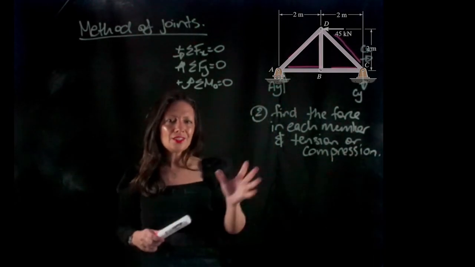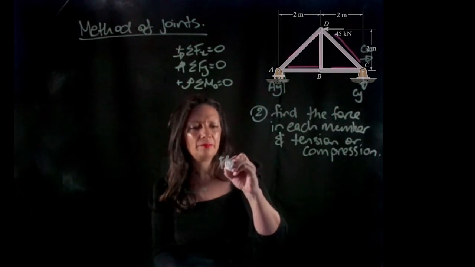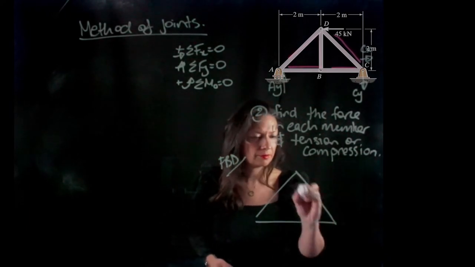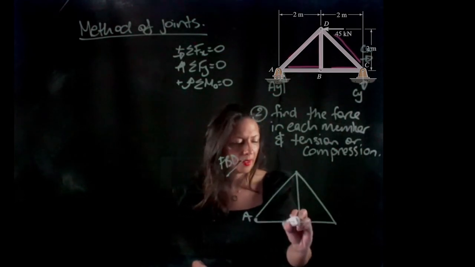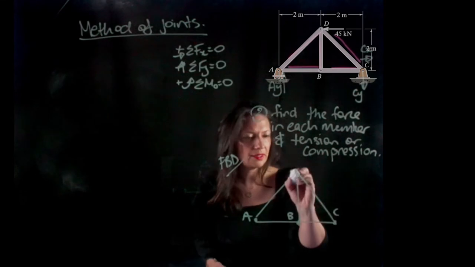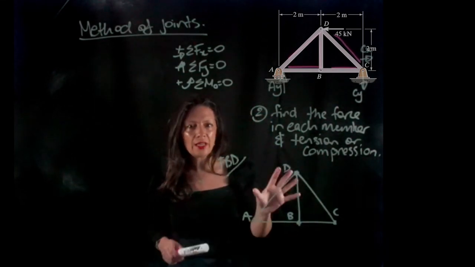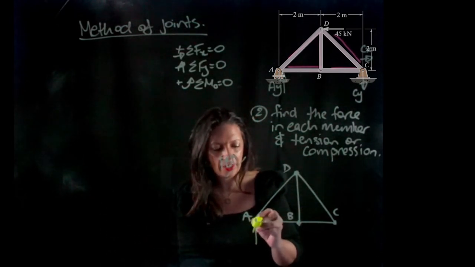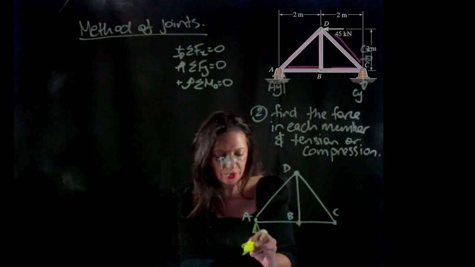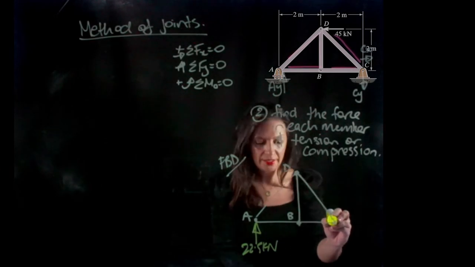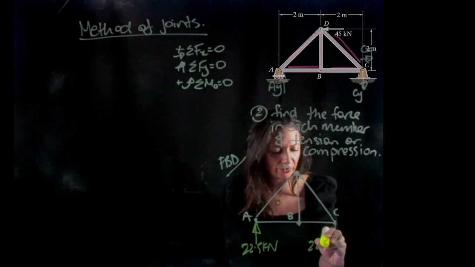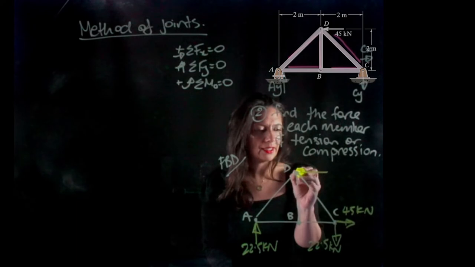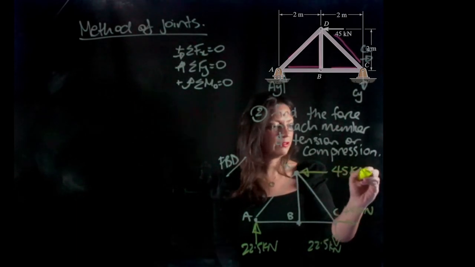Okay. So let's draw a free body diagram. So here's our free body diagram, and we have a truss with all our members. So here we have A, B, C and D. And now we need to include all our forces to ensure that our system is in equilibrium. So here we have AY, and we know that is 22.5 kilonewtons. At CY, it's also going to be 22.5 kilonewtons. CX is 45 kilonewtons. And we know that at D, we have the applied load, which is 45 kilonewtons.